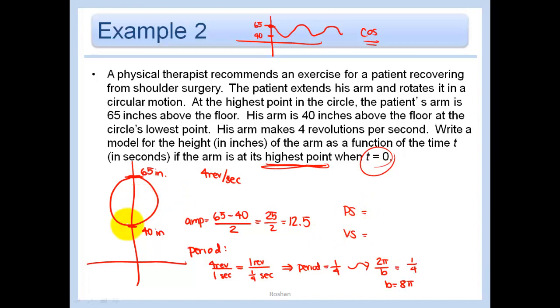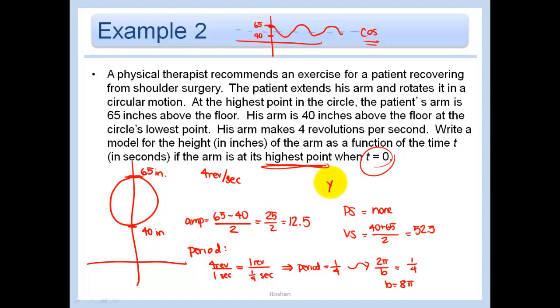So the phase shift, well, we're just starting it right at t equals 0 at our highest point, and this is going to be our cosine graph, and it looks like a normal cosine graph, so we're going to say the phase shift is none. What's the vertical shift? Well, where is the center of this guy? It's halfway between 40 and 65. So what's halfway between 40 and 65? That's just the average of 40 and 65. Well, halfway in between there is 52.5. So that's going to be my vertical shift.